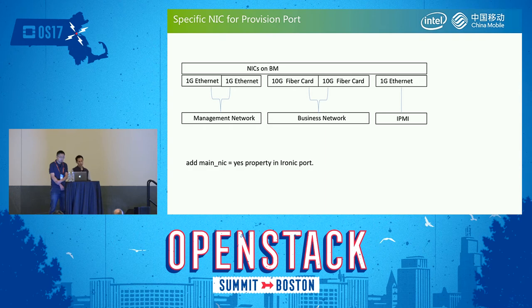Here is some more detail about the network in this environment. For each bare metal node, there will be 5 NIC cards. Two of them are 1 gigabit Ethernet cards, which will be bonded as a management network. The other two are 10 gigabit fiber cards, which will be bonded as a business network. The business network will also serve as the provision network, cleaning network, and tenant network.